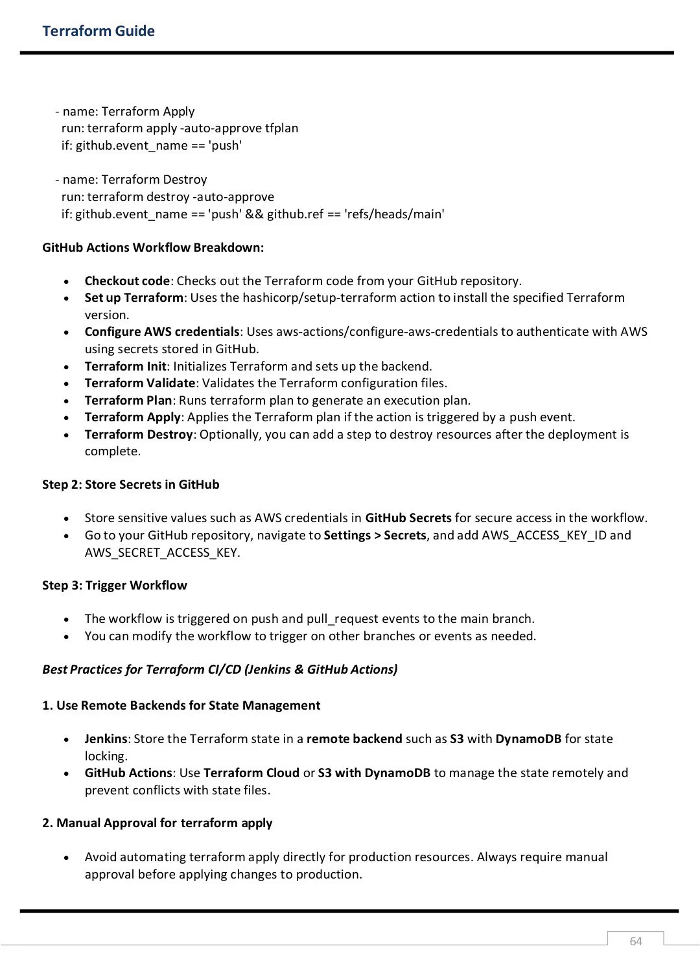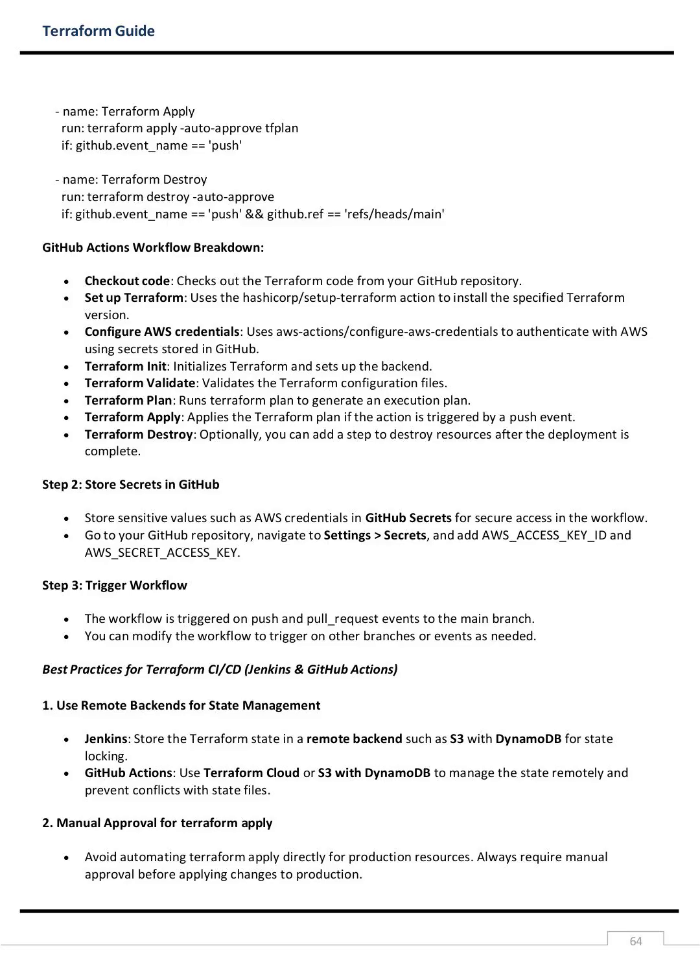Step 2. Store secrets in GitHub. To store sensitive values such as AWS credentials, use GitHub secrets for secure access in the workflow. Go to your GitHub repository, navigate to Settings, Secrets, and add AWS access key and AWS secret access key. Step 3. Trigger workflow. The workflow is triggered on push and pull request events to the main branch. You can modify the workflow to trigger on other branches or events as needed.